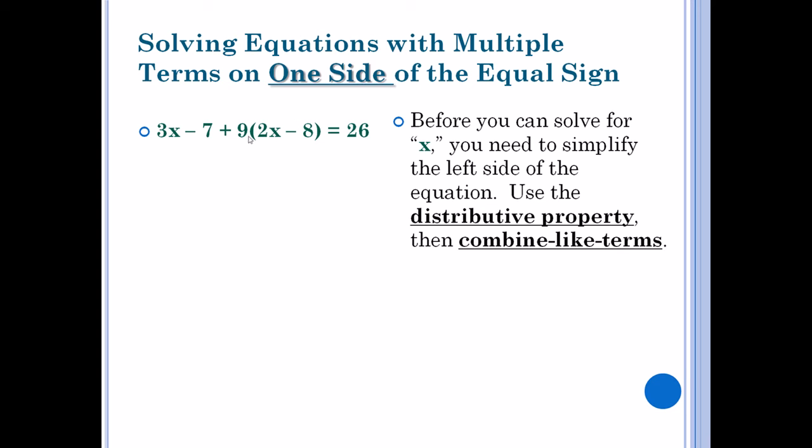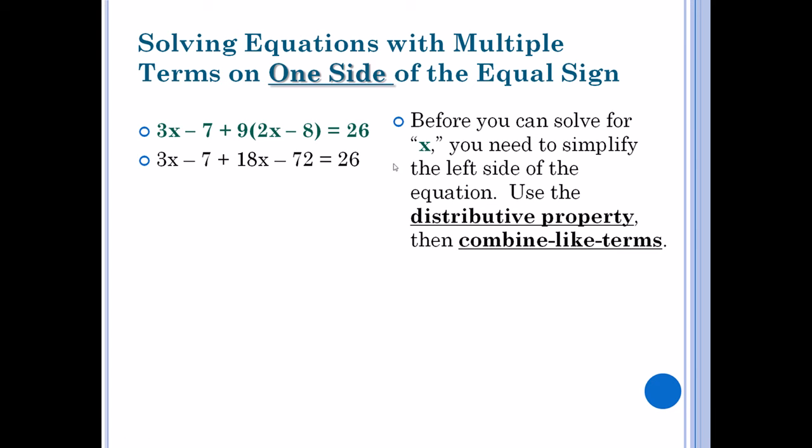Order of operations tells us I'm going to have to use the distributive property first because we have to multiply before we can add and subtract. So that means I'm not doing anything with 3x, leave the take away 7 alone, but I am going to take this positive 9 times 2x and get me 18x, and take my positive 9 times negative 8 and get negative 72. And again, we didn't touch the equals 26, it just stayed the same.